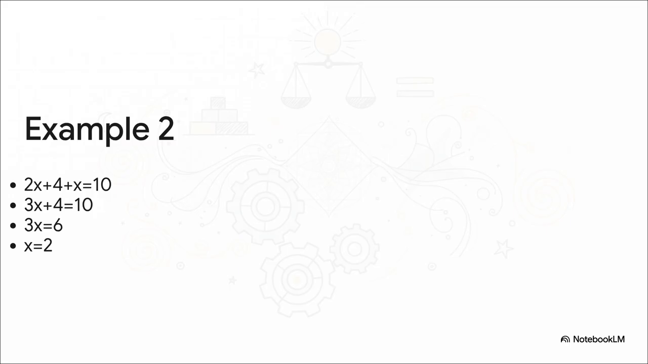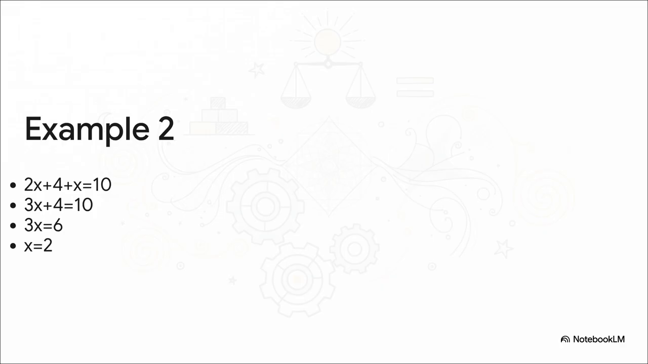Example 2 asks us to solve 2x plus 4 plus x equals 10. Okay, no parentheses here, so we skip straight to step 2. Combine like terms. On the left side, we have 2x and another x just kind of wandering around. That is a messy room. Let's put those in the exact same pile.